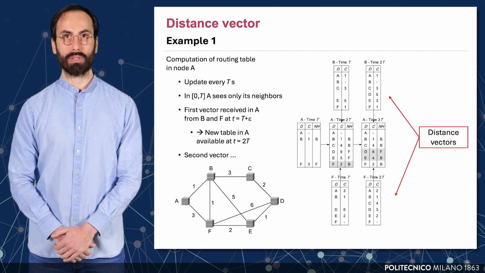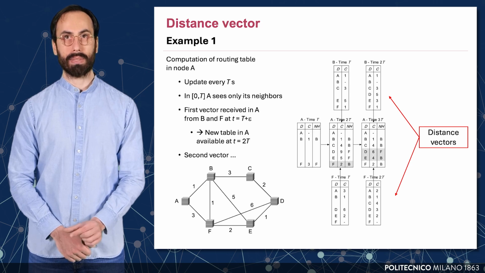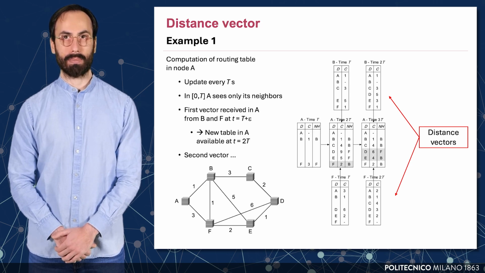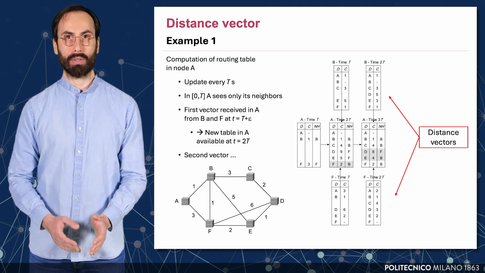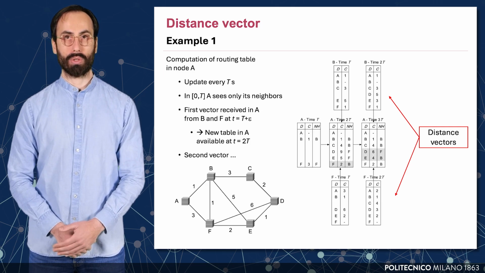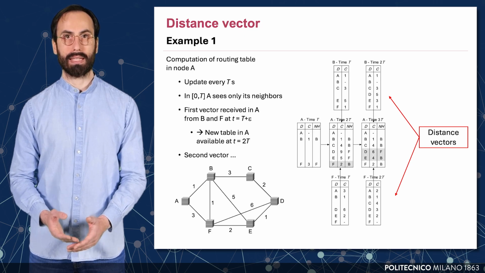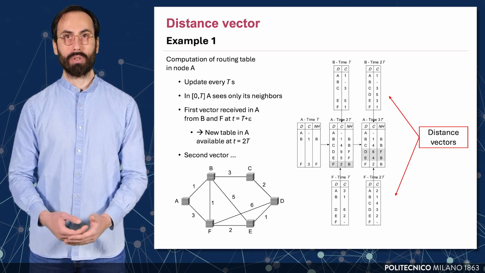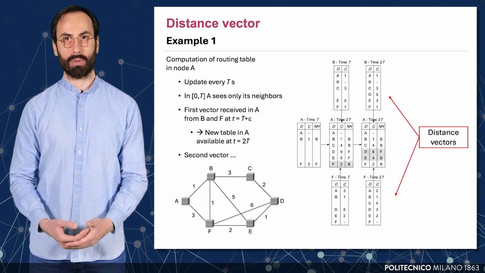This update process continues periodically, with A incorporating the latest vectors from its neighbors. As shown in the timeline on the right, A's routing table becomes progressively more complete with each round, ultimately converging to reflect the shortest paths to all nodes in the network. This iterative method exemplifies the distributed nature of the distance vector algorithm.